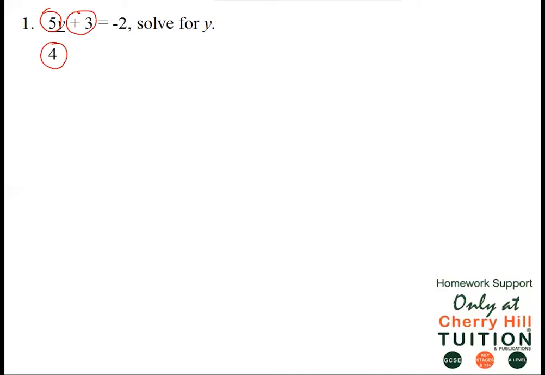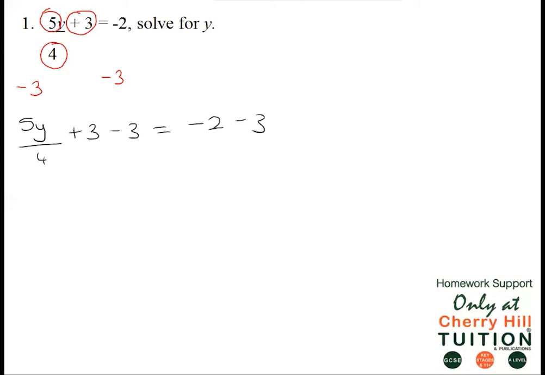So let's start with the plus 3. In order to eliminate something, you need to do the opposite. So the opposite of plus 3 is minus 3. So we minus 3 on both sides. We have to do the same thing to the other side as we do to one side. Okay? So this gives us 5y over 4 plus 3 minus 3 is equal to minus 2 minus 3.